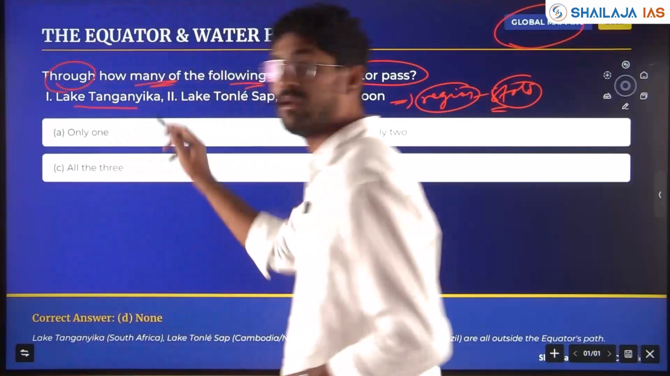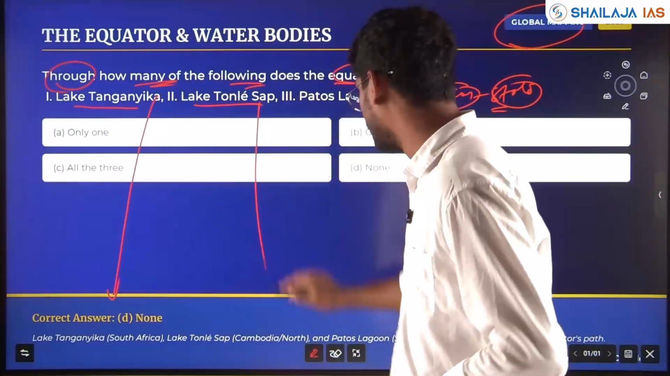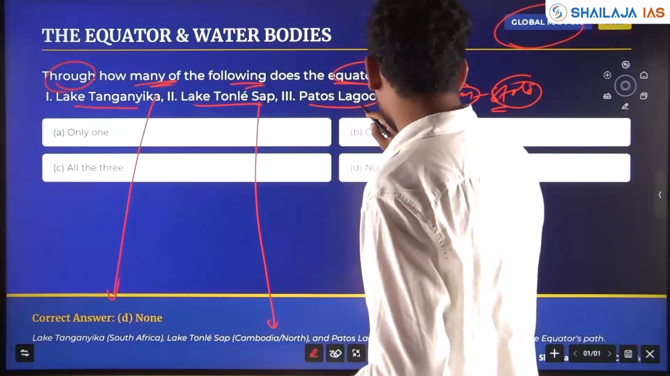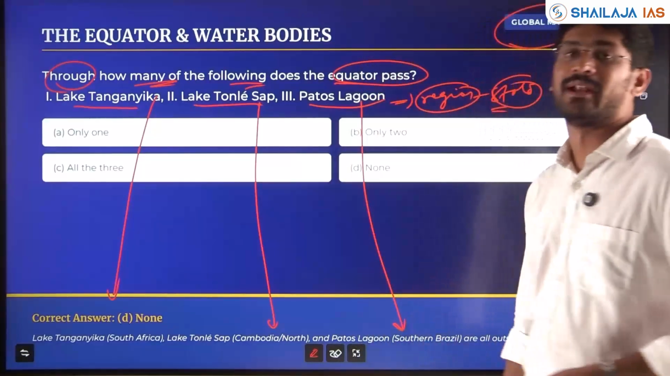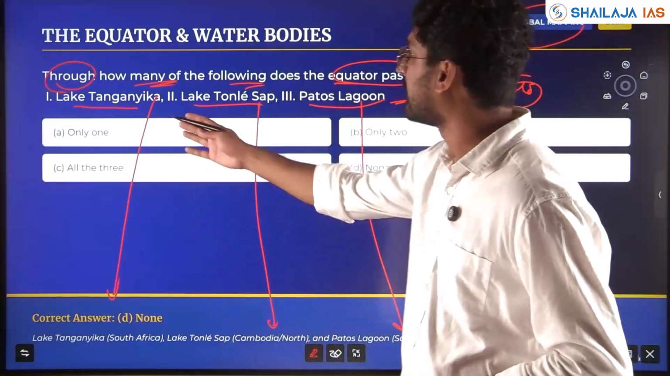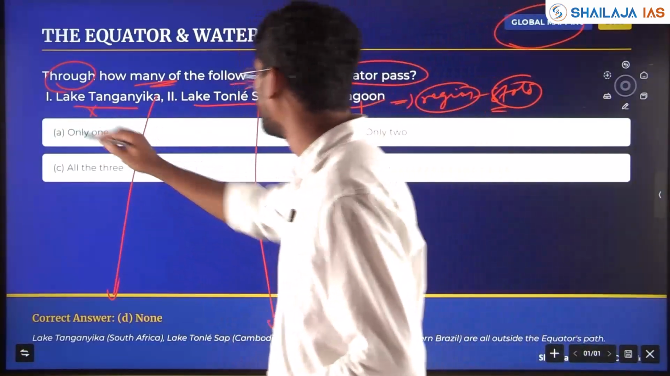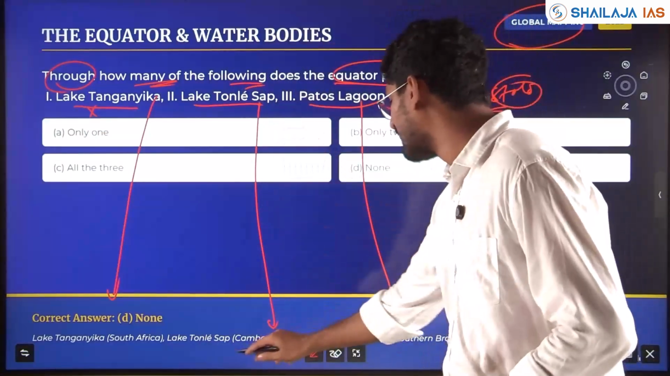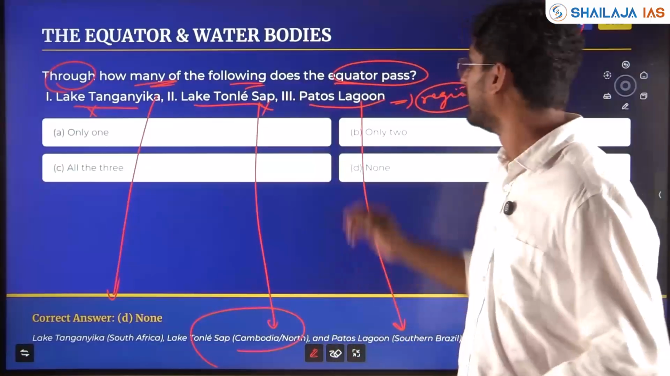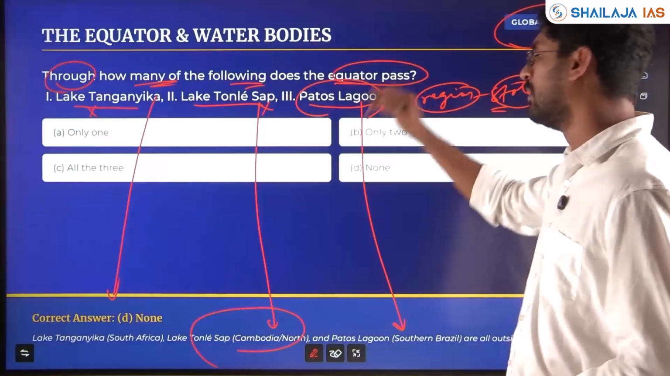Lake Tanganyika is in Africa. Lake Tonle Sap is in Cambodia. Lake Patos Lagoon is in South America. American, South American and African lakes. If you see, Lake Tanganyika is in southern Africa, the southern part of the equator, so this is not it. Lake Tonle Sap, Cambodia, is in the northern part, so that also does not pass through the equator. Patos Lagoon is in southern Brazil. That also will not pass through the equator.